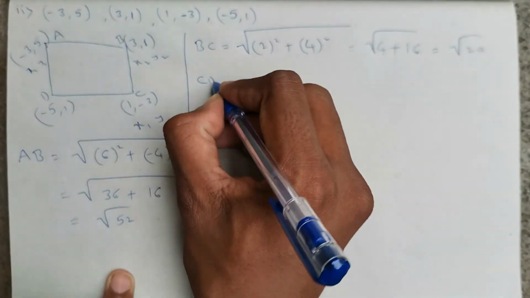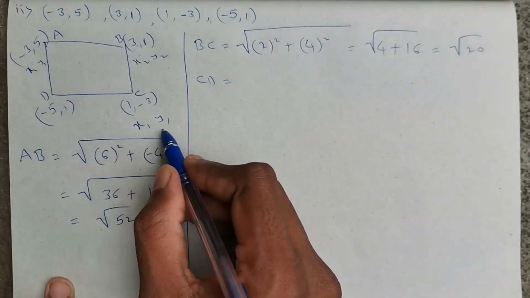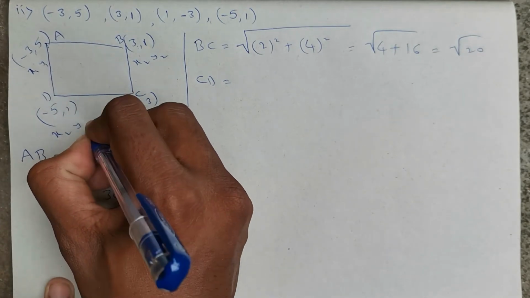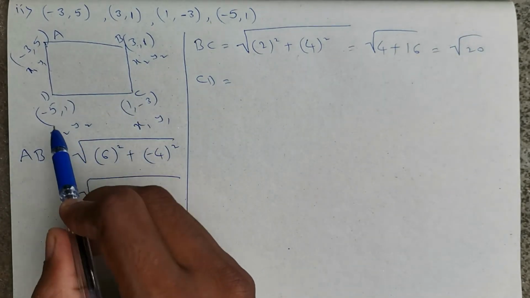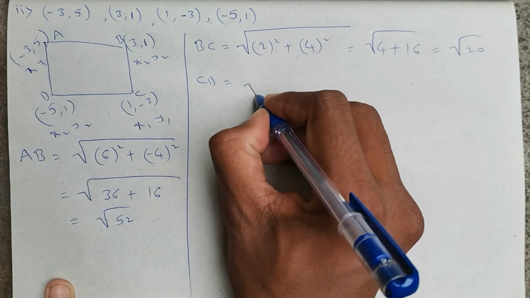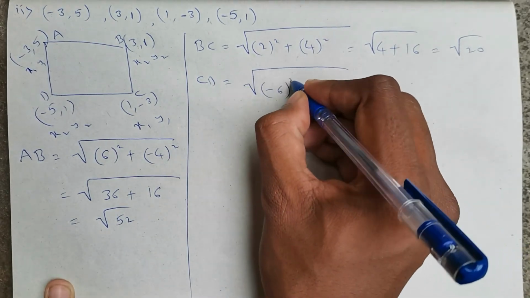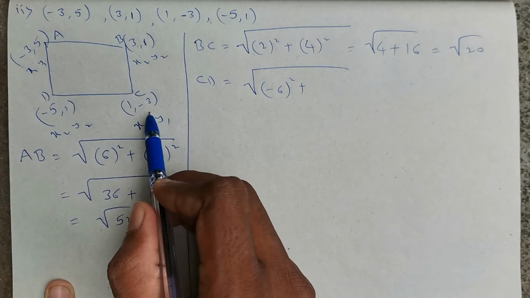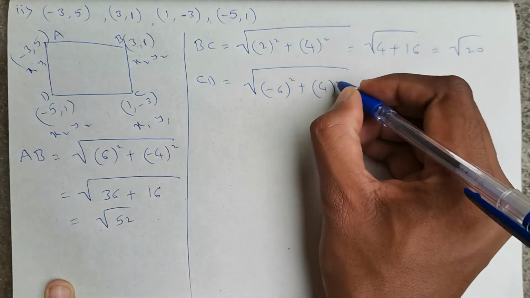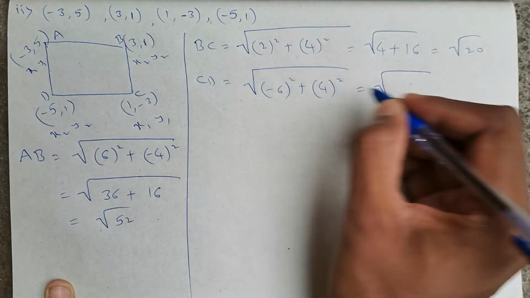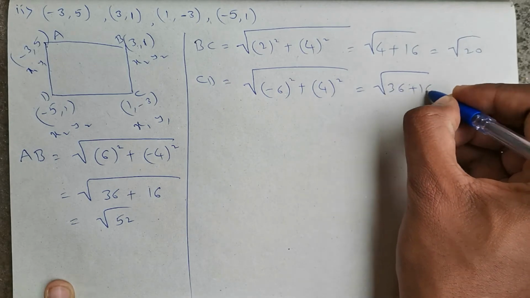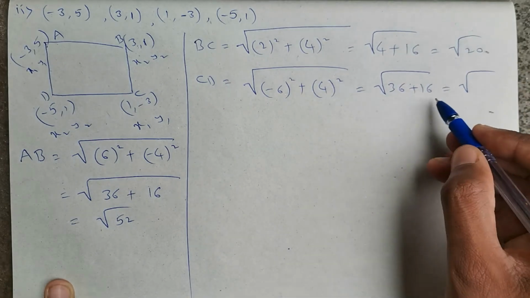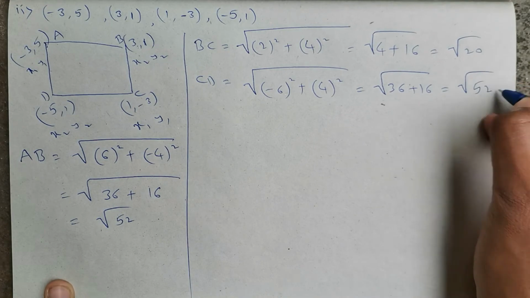Next CD distance I am finding. This is already x1 y1, so this I am taking as x2 y2. x2 minus x1, minus 5 minus 1, minus 6 whole square plus 1 minus of minus 3 plus 3, so 1 plus 3, 4 square is equals to minus 6 square is 36 plus 4 square is 16 under root 36 plus 16, 52.